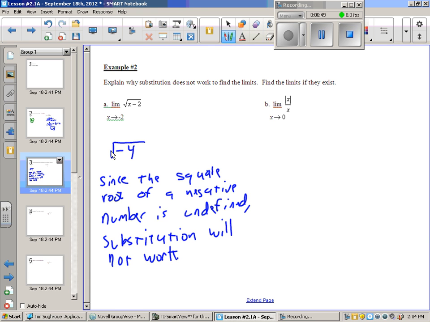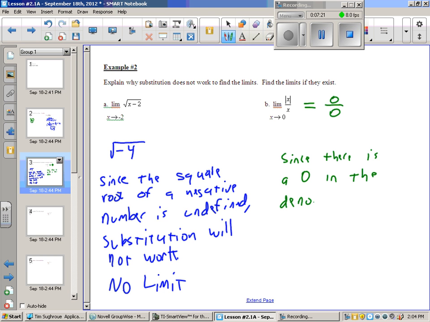Likewise, in this case, there is no limit, by the way. And there are many times where there is no limit on a variety of different functions. If you take a look at this particular situation, if you plug it in, you get 0 over 0. The problem here is substitution won't work because of the 0 in the denominator. Since there is a 0 in the denominator, substitution, run out of room there, will not work.